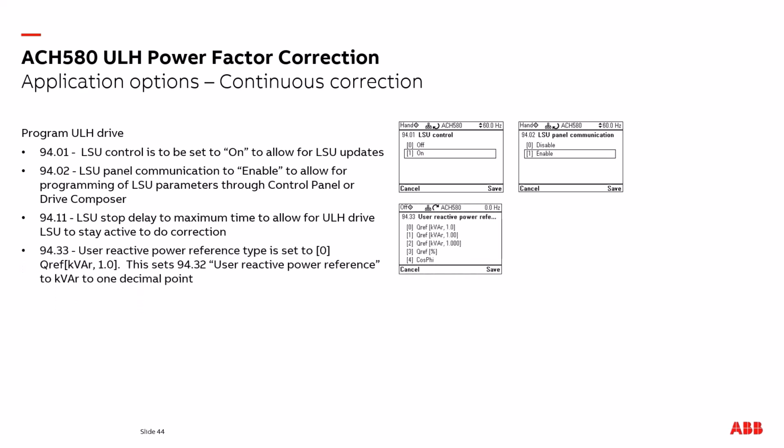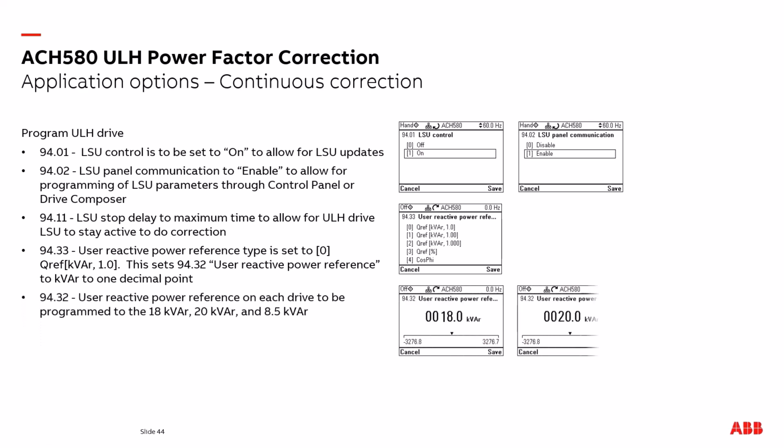9433 is where you set your set points for 9432. So for 9433, we need 1 decimal point, so we're looking at option 0, Q reference kVAR 1.0. 9432, user reactive power, can now be set for the parameters that we need. We can program each individual drive.